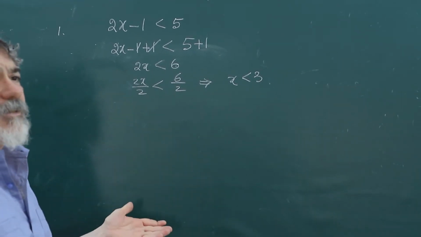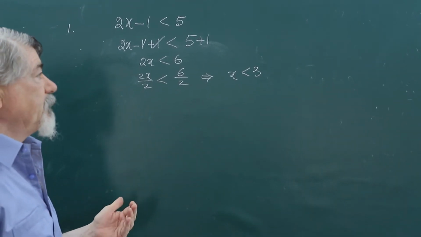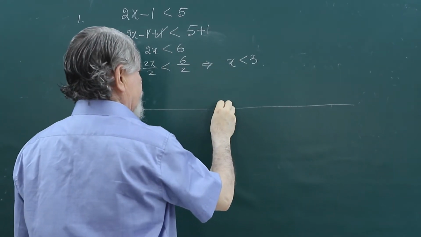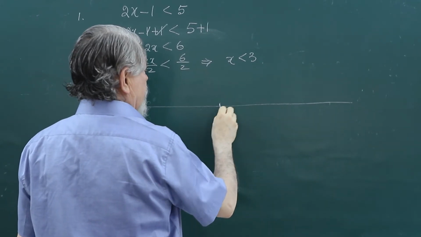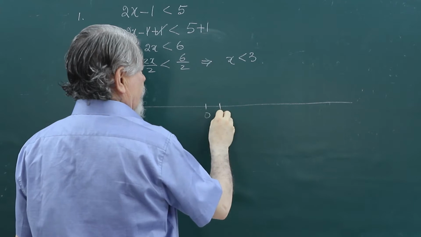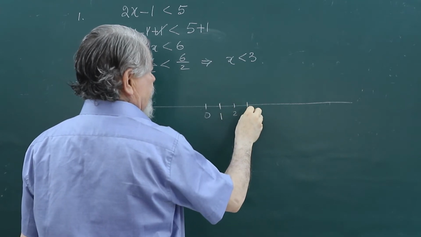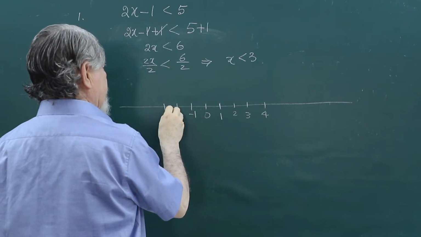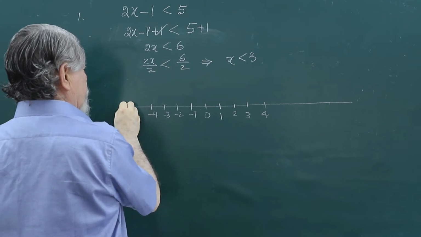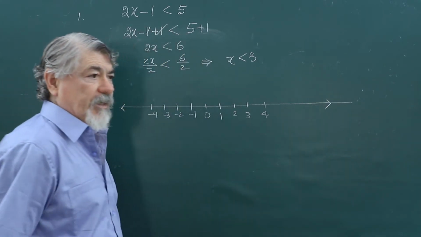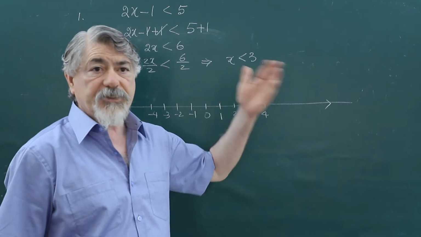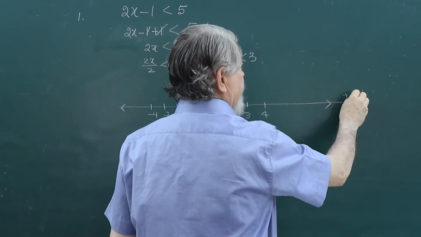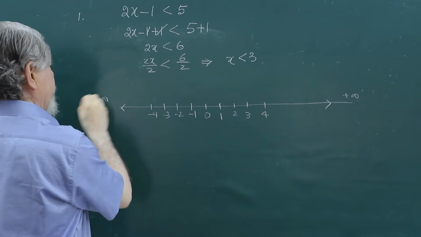Now this has to be represented on the real number line. There are two ways of doing it. First: draw the number line with 0, 1, 2, 3, 4 and minus 1, minus 2, minus 3, minus 4. On both ends of the number line we indicate an arrow, which depicts that the line goes to plus infinity on this side and minus infinity on this side.